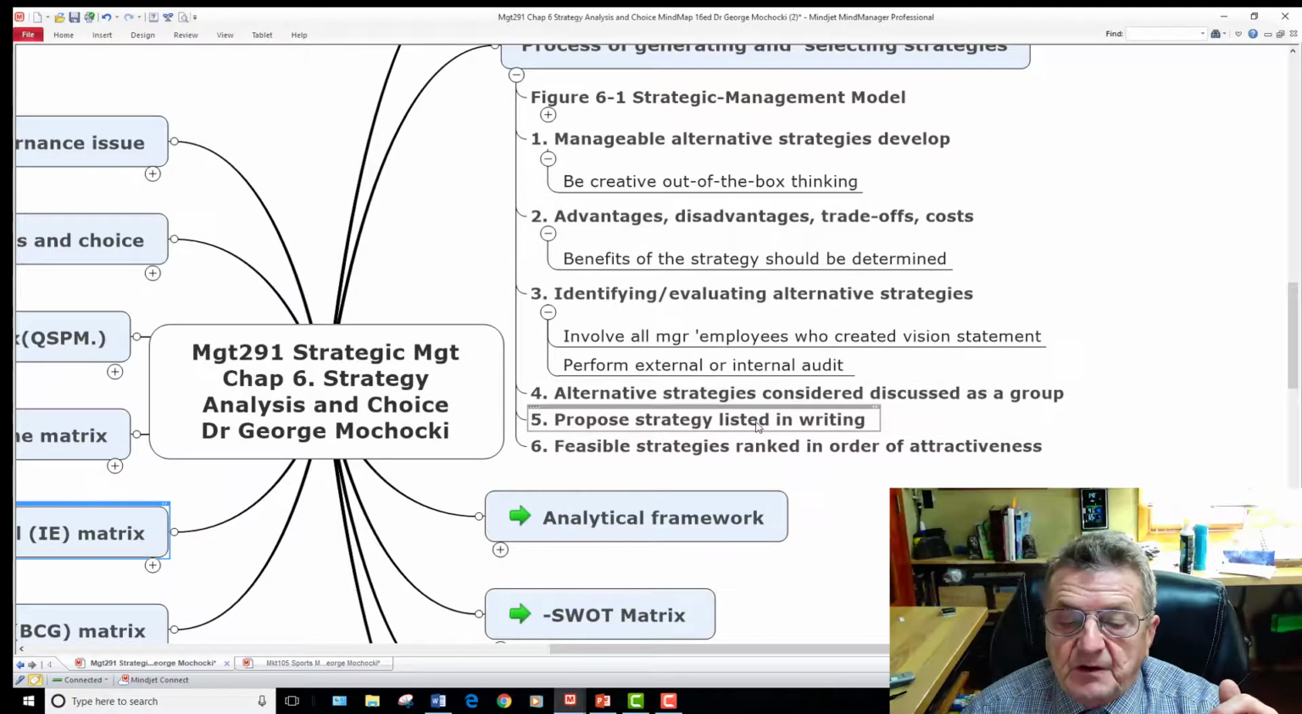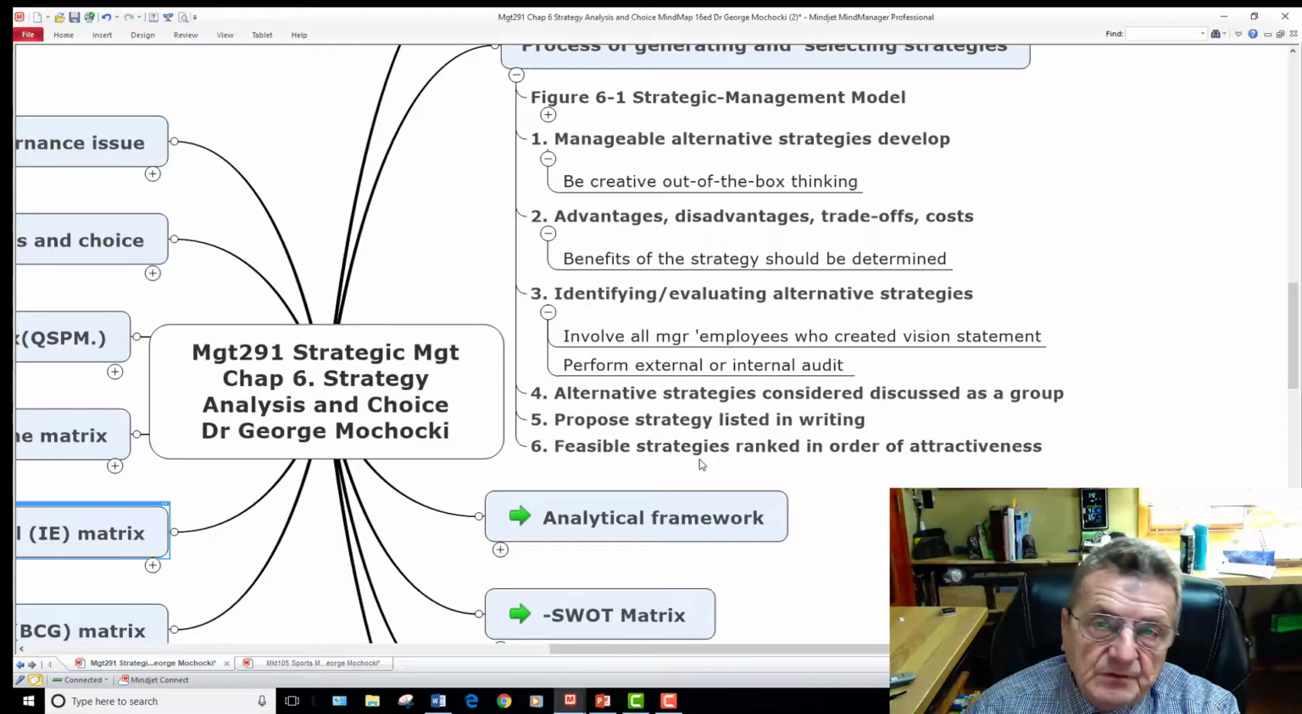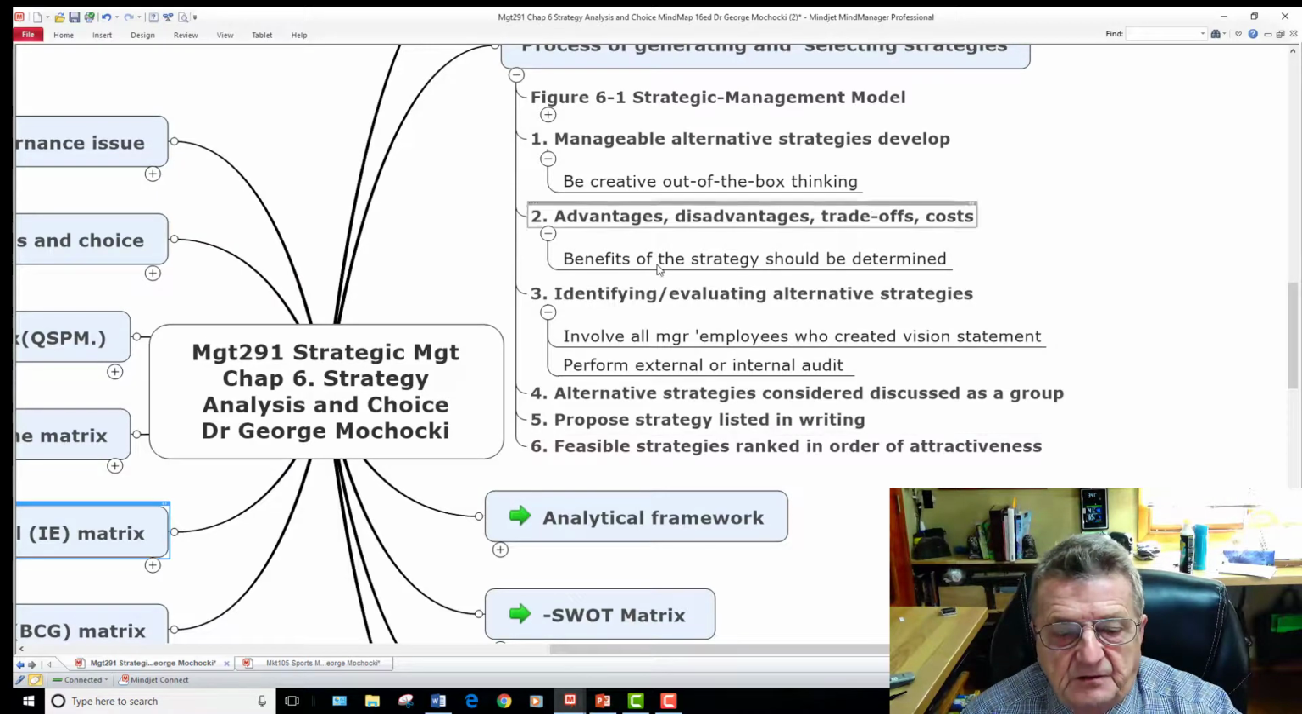Okay, propose a strategy listed in writing. You have to have it because you'll be sending this either through email or some kind of written document to other individuals so everyone understands what's going on. Feasible strategy, rank them in order of attractiveness. You have different strategies. When you look at attractiveness, it's not which is the best. I mean, you always try to find the best. Which one could I afford? Which one makes sense for now? Do I need it right away? Do I have a longer time? Okay. All right, so that takes care of that one.